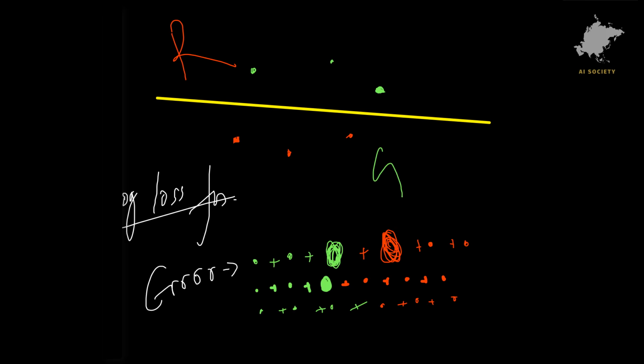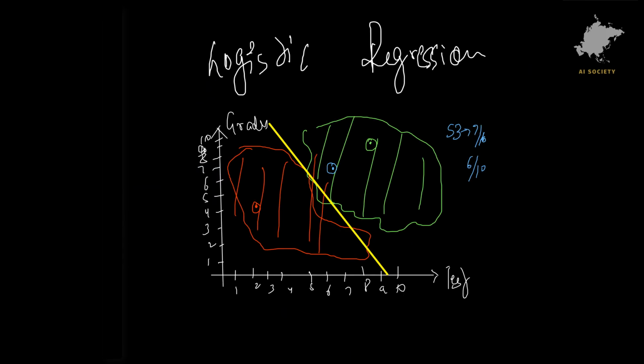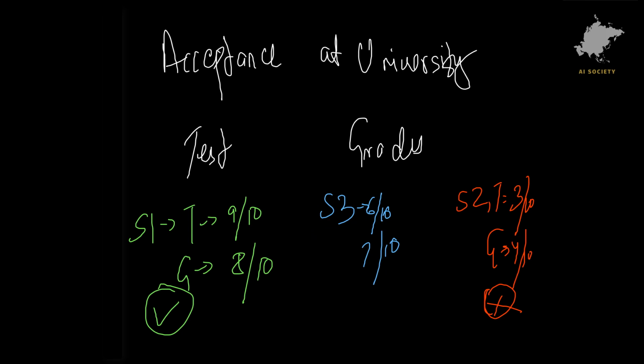Okay, so that is how logistic regression works. Just as a summary, we had an acceptance at a university problem where we had two criteria, tests and grades. Based on tests and grades, we say whether the person should get accepted at the university or not. Student S1 has tests 9 by 10, grades 8 by 10. Obviously we are going to accept the student. S2 has 3 by 10, 4 by 10. We are going to reject the student. S3 has 6 by 10 and 7 by 10. We don't know whether to accept or not.